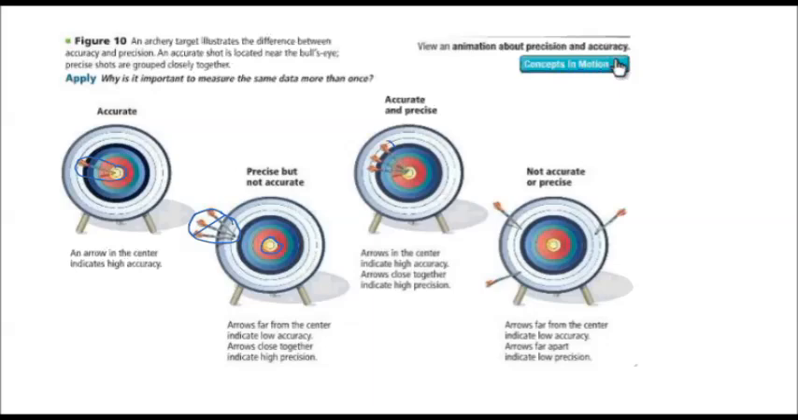Here we have 3 arrows that hit the target. So it is precise because the 3 arrows are close together, and it's accurate because they all hit the target. And finally, here we have 3 arrows that are neither precise nor accurate. So in the chemistry classroom, this would be seen more with a measurement.